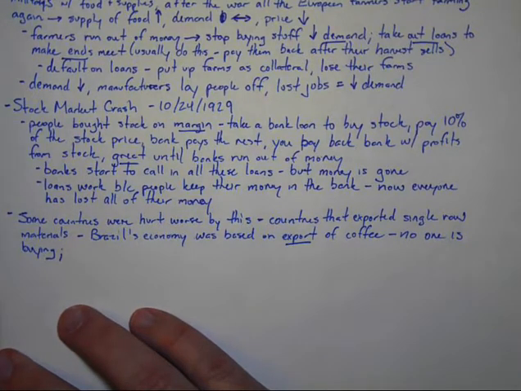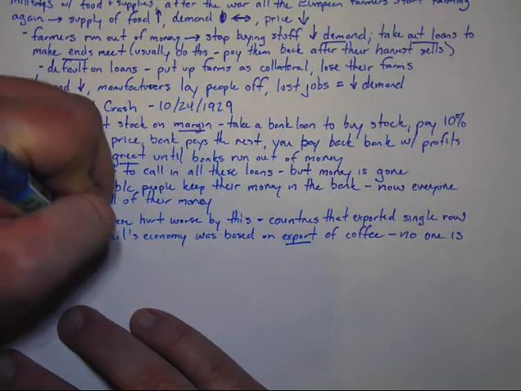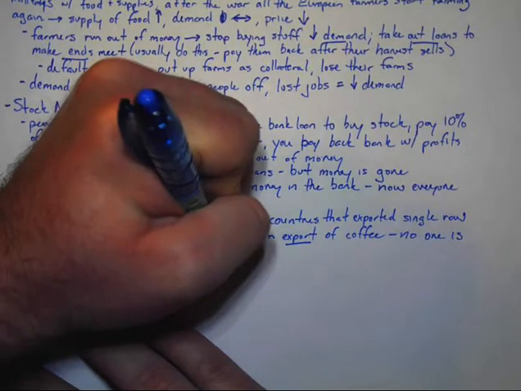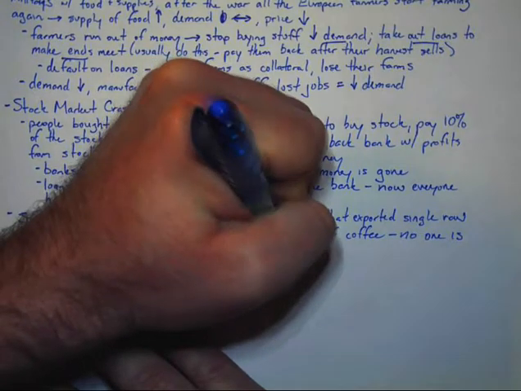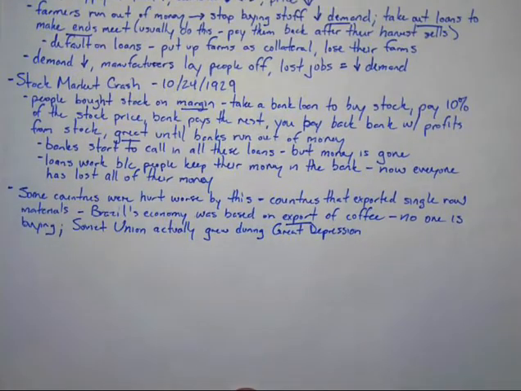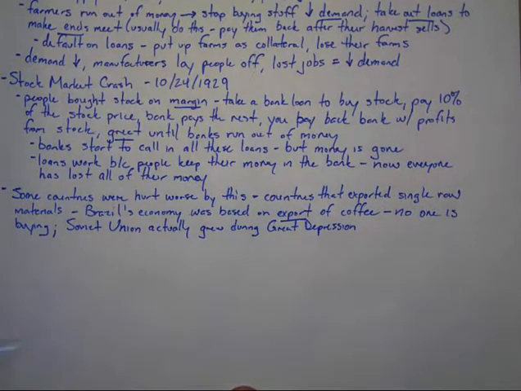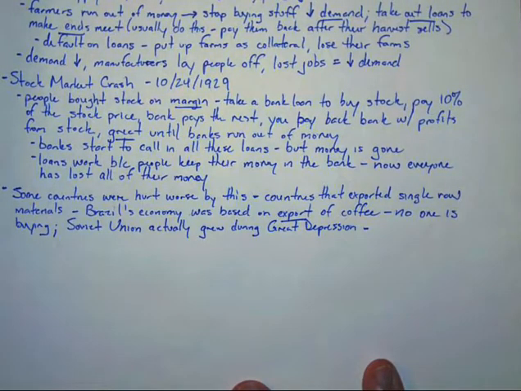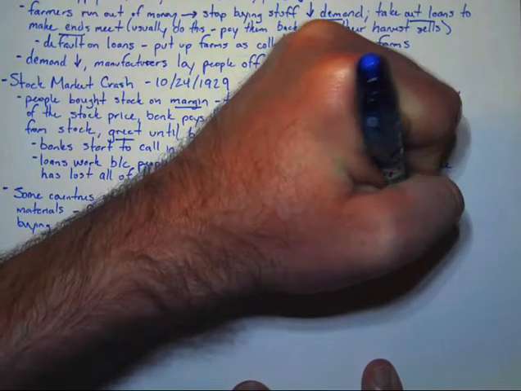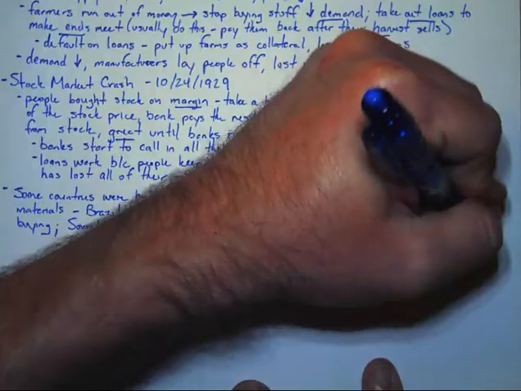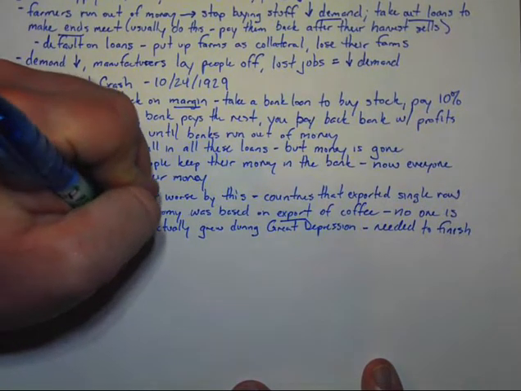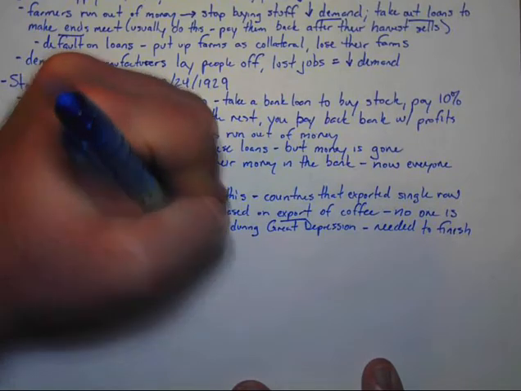Other countries did okay. So, for example, the Soviet Union actually grew during the Great Depression. This is, again, kind of a false view of it. The reason that the Soviet Union economy grew during the Great Depression is because they needed to finish industrializing and rebuilding from World War I.